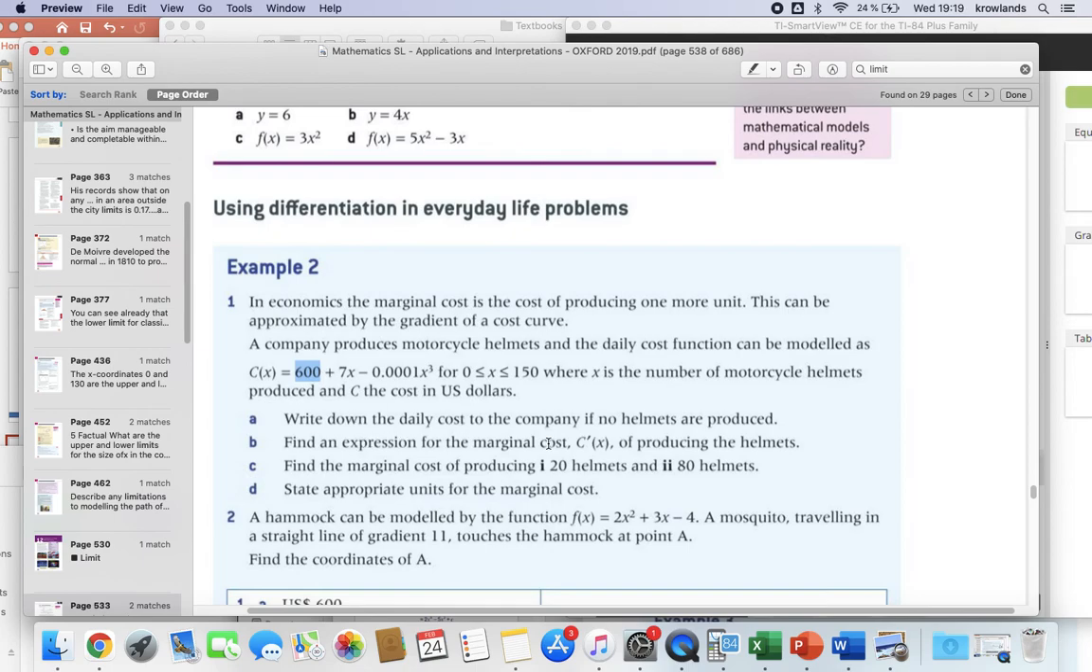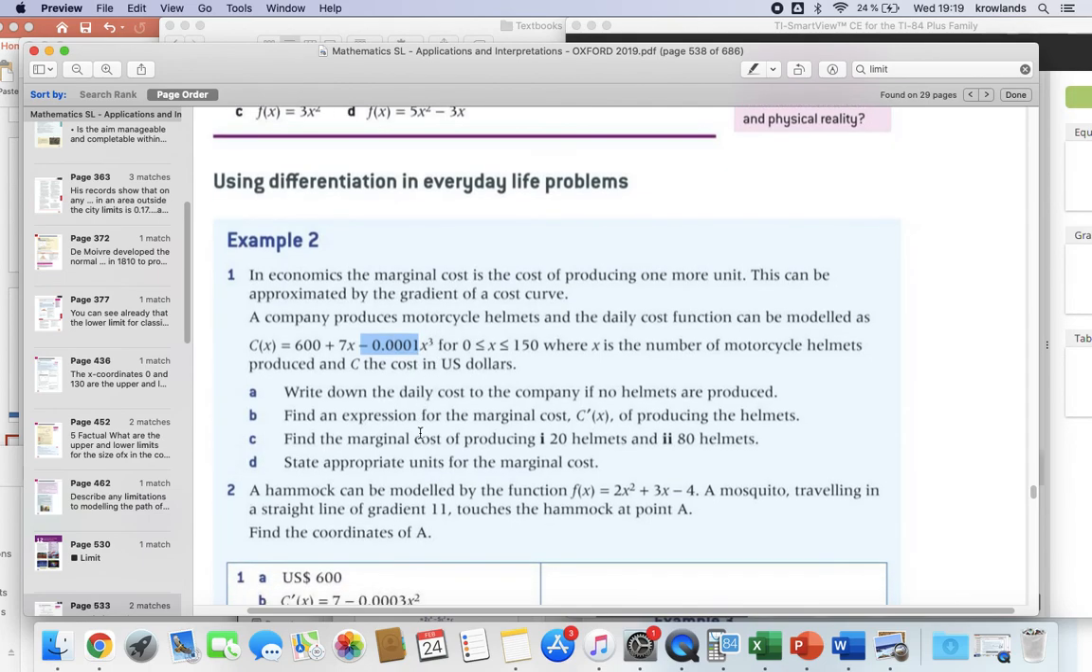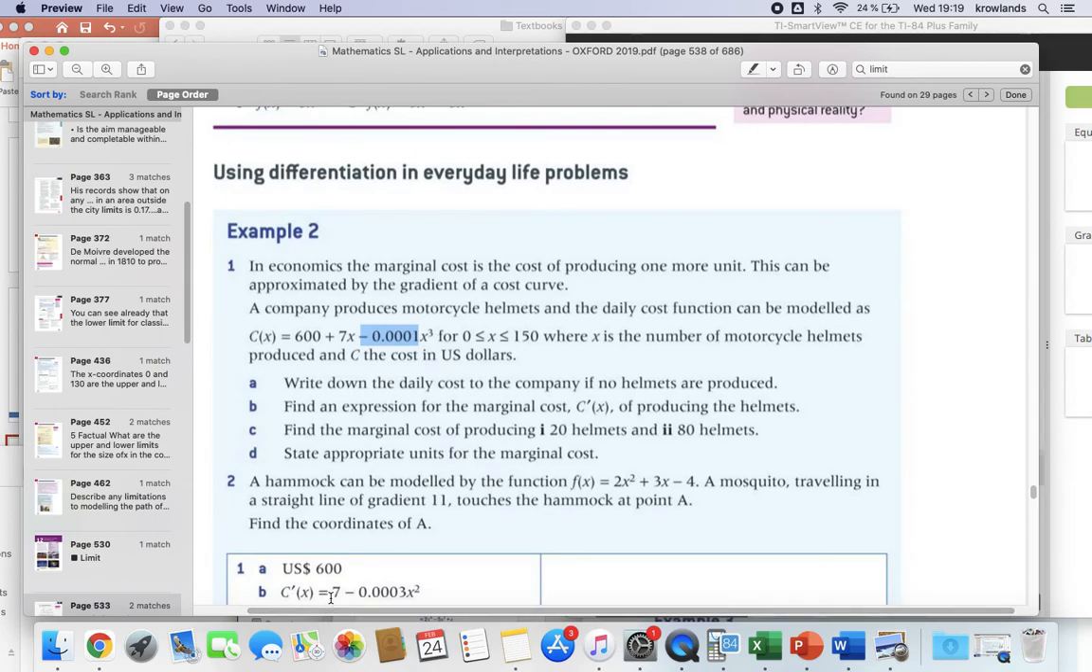Find the expression for the marginal cost. Now all it wants you to do is differentiate. Differentiating, the number goes to 0, 7x goes to 7, minus 0.0001x cubed goes to minus 0.0003x squared. We times the variable or the number in front of the x cubed by 3, its power, and then reduce the power by 1. This is our answer as discussed.